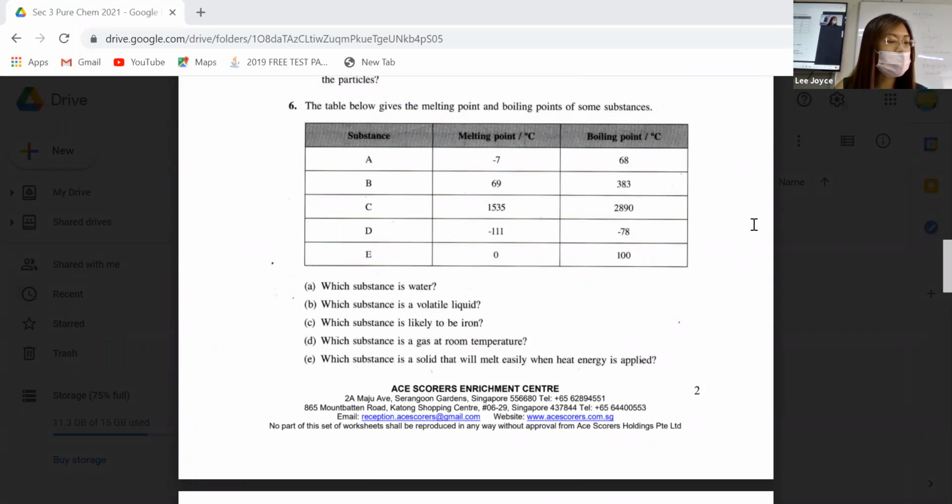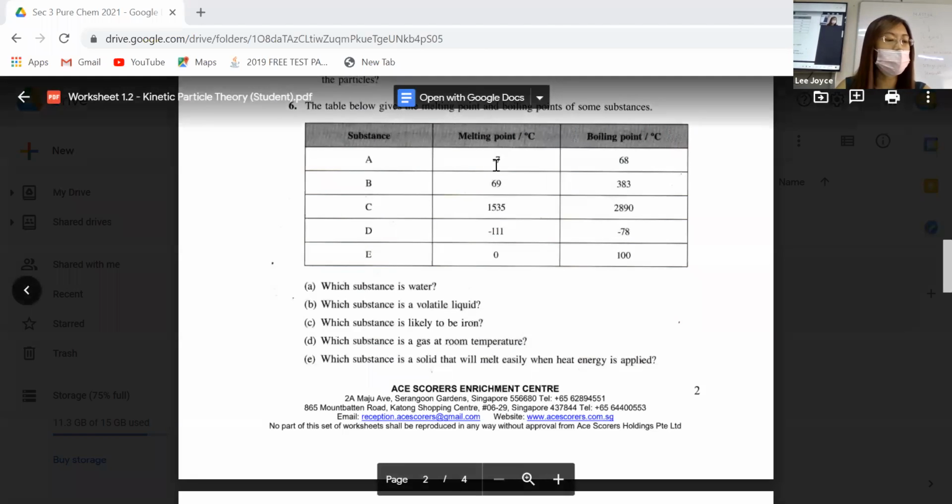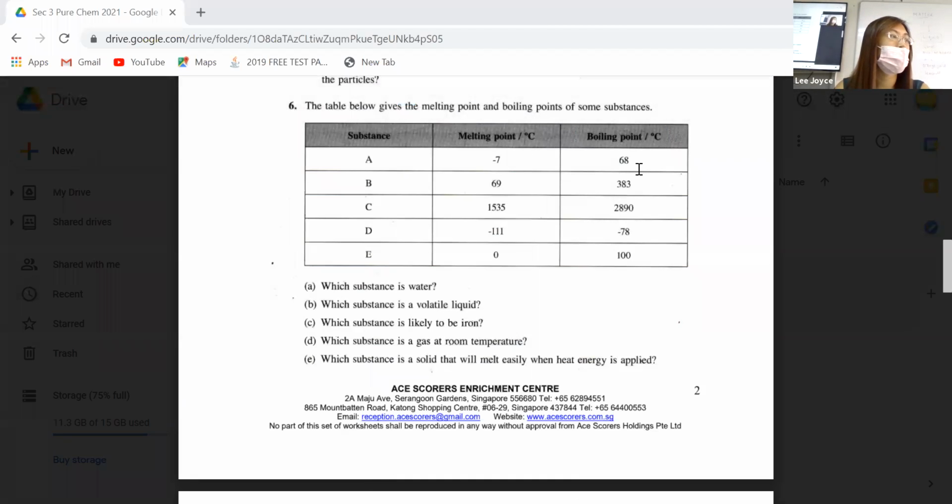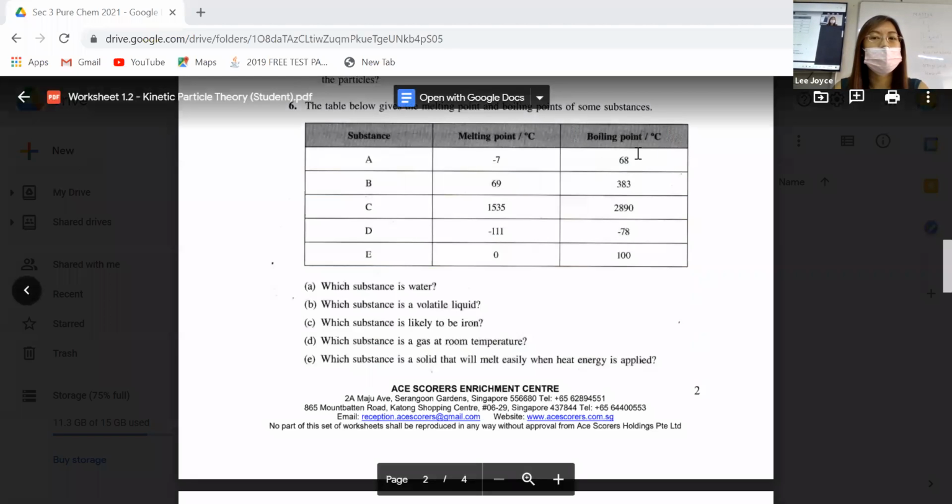All right, so what about the volatile liquid? Now, what do you mean by volatile? Volatile refers to a substance that has a very low boiling point, so it will undergo evaporation readily. It can evaporate and turn into gaseous state very easily. If you look at option A, can you see that the melting point is very low? Boiling point is also pretty low, 68 degrees Celsius. Well, 68 degrees Celsius is not a very hot temperature, right? So it will be a volatile liquid at this boiling point. So A is the answer.